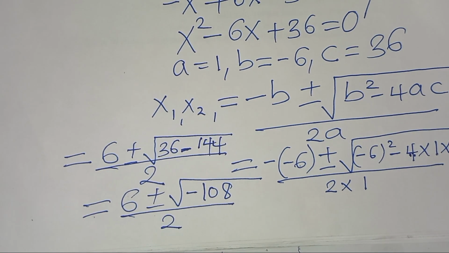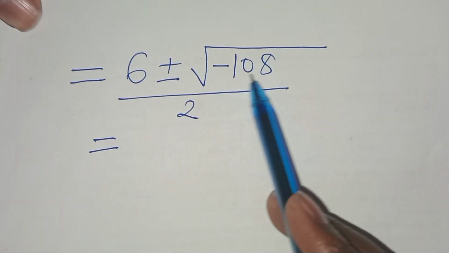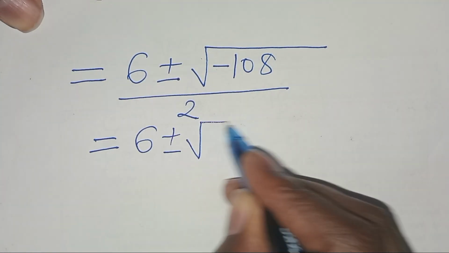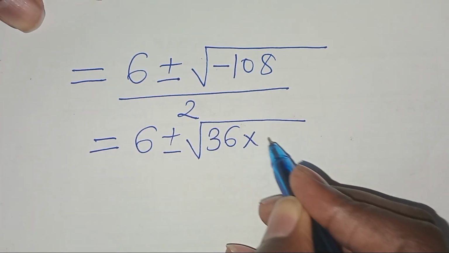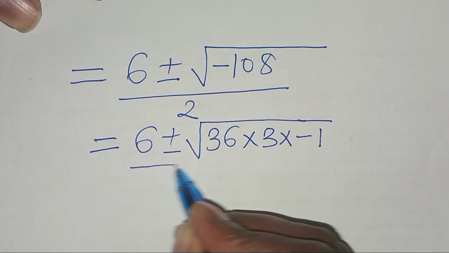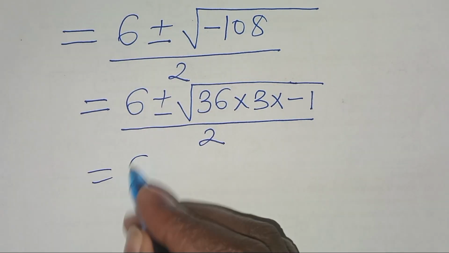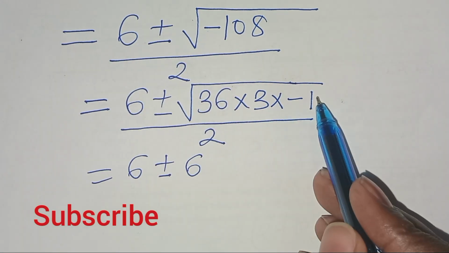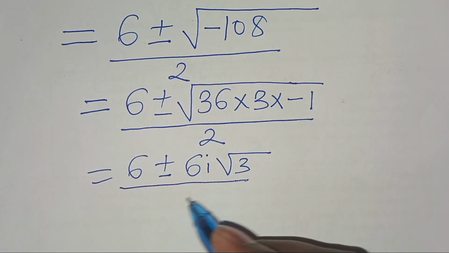Okay, so let's proceed. 6 plus or minus the square root of negative 108. This is the same thing as 6 plus or minus, we can express negative 108 as 36 multiplied by 3 multiplied by negative 1, all this divided by 2. So here we'll have 6 plus or minus the square root of 36, which is 6, the square root of negative 1, which is i, and the square root of 3, all this divided by 2.